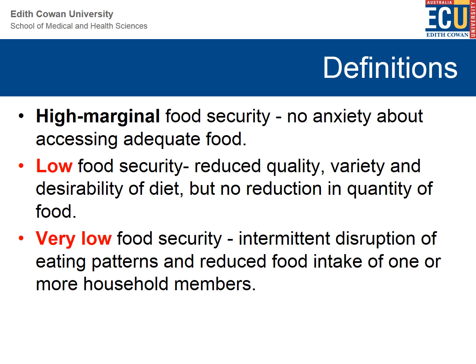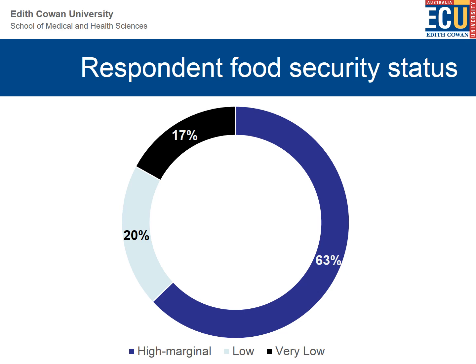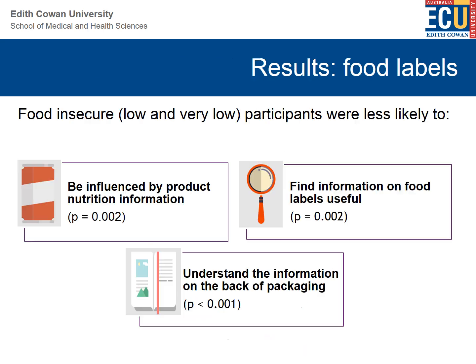For the purpose of this research, we're going to consider households in the low and very low groups to be food insecure. The majority of the respondents in our online survey were classified into the high marginal group, 63%. This was followed by 20% in the low food security group and 17% in the very low food security group. So approximately 37%, or a third, of our respondents had some degree of food insecurity.